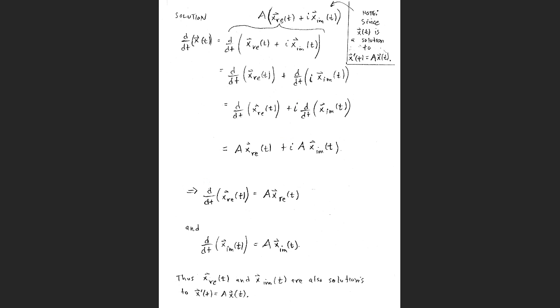And this is how we're going to prove that result. I'm going to take the derivative of this solution vector x of t. And x of t, remember, can be written as a vector x real of t plus an imaginary i times a vector x imaginary of t, which I call x i of t. We can write the vector in that form.